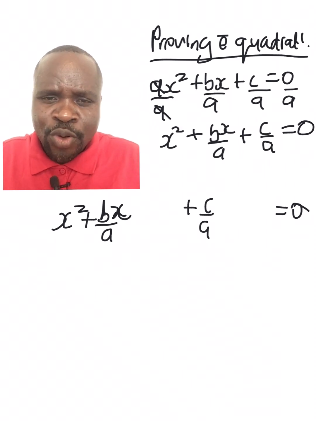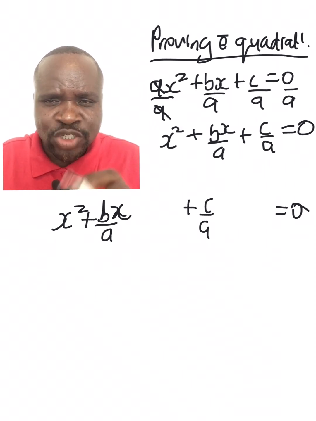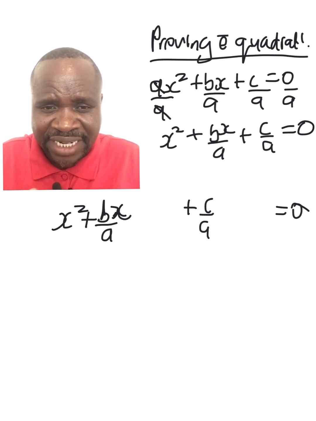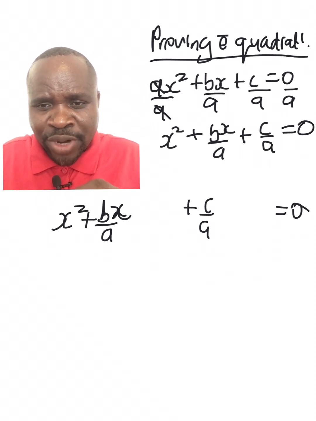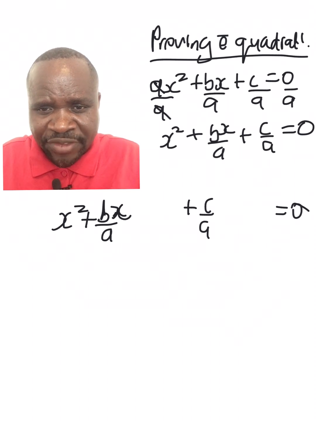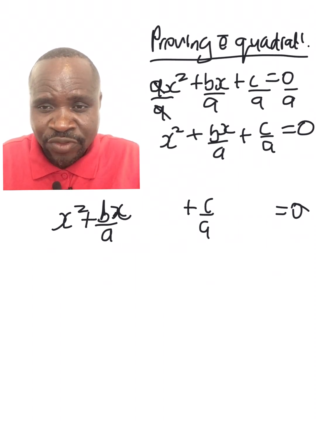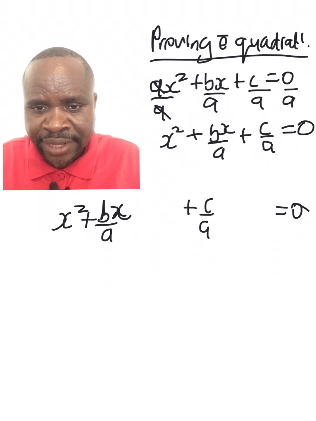Now, what I want us to do is to find two values. Look at the first part. Remember, we have separated it into two parts. Looking at the first part of this expression, we look at the coefficient of x, which is b over a. So we want two values that when we add them together, they give us the coefficient of x, which is b over a. So let's do it like this.